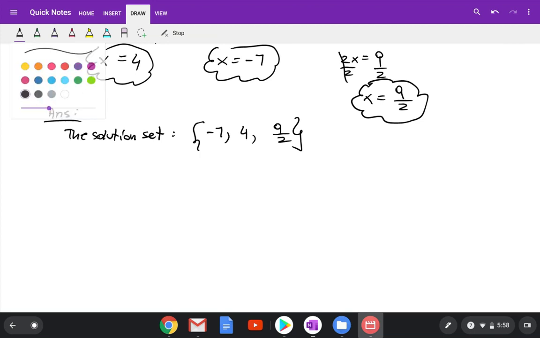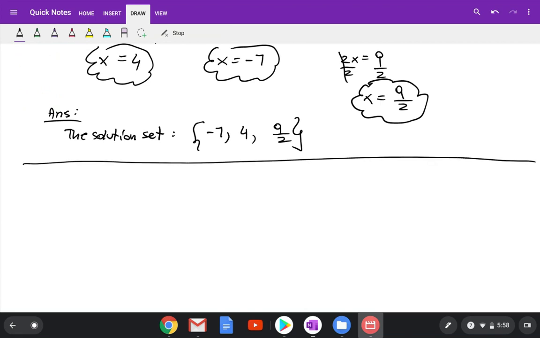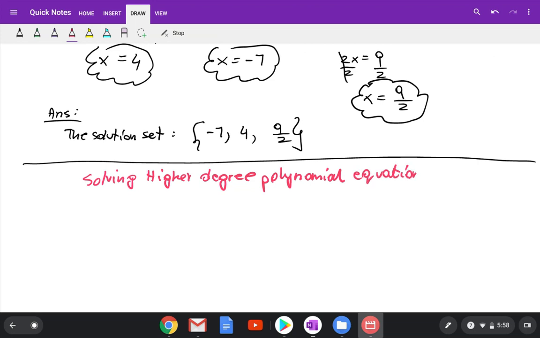Next one, this is a little more of a challenge: solving higher degree polynomial equations by grouping. We talked before about how to solve by grouping. Rule number 1, to solve an equation by grouping, you should have 4 expressions.